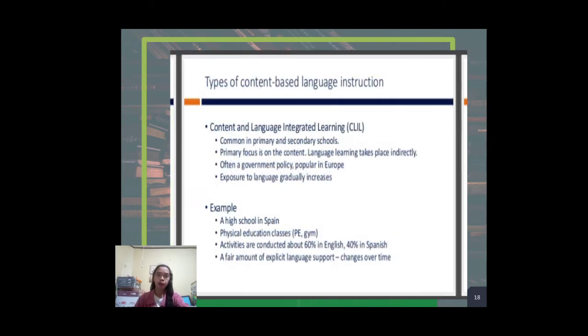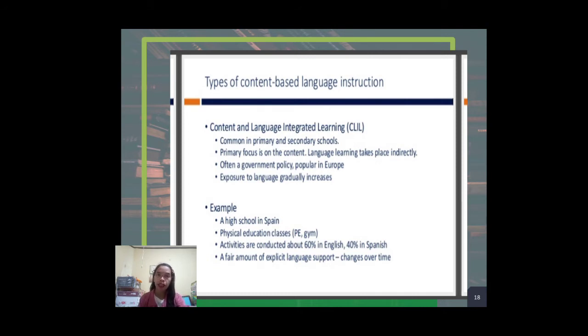Let's proceed to the types of content-based language instruction. Content and language integrated learning. Common in primary and secondary schools. Primary focus is on the content. Language learning takes place indirectly, often a government policy, which is popular in Europe. Exposure to language gradually increases.